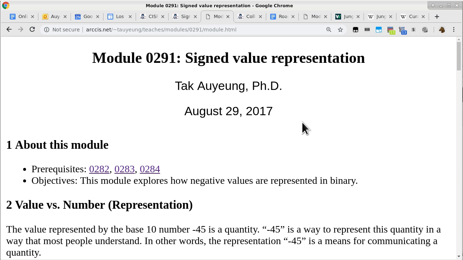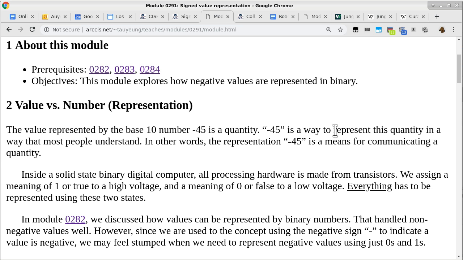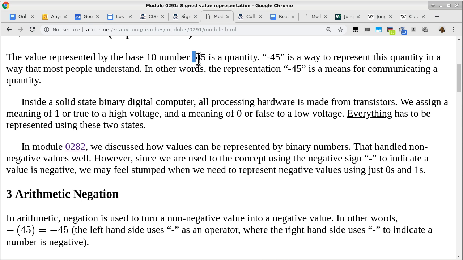Now, this is actually not a very short module. It's a little bit long. So a negative value, in base 10, is represented by just an arithmetic negation in front of the number to indicate that this is on the other side of the number line. Pretty conventional way of representing a negative quantity. But what about inside a computer where everything can only be on or off, true or false, 0 or 1? How are we going to deal with negative numbers?